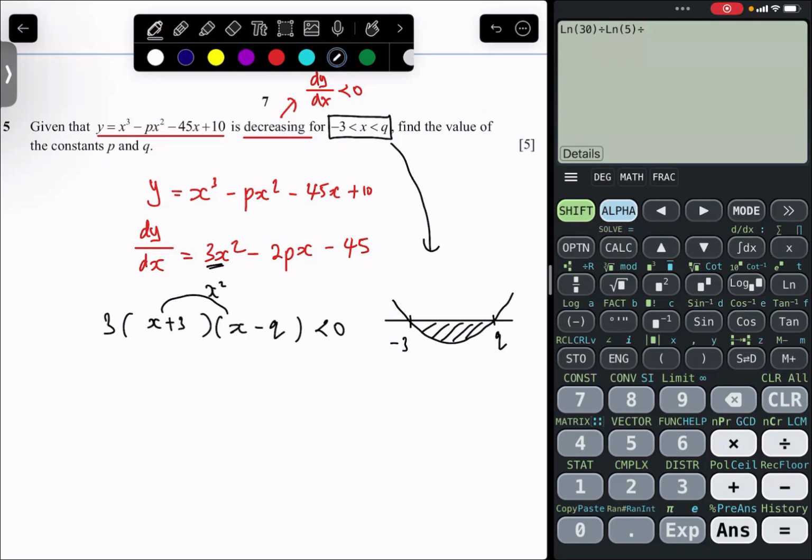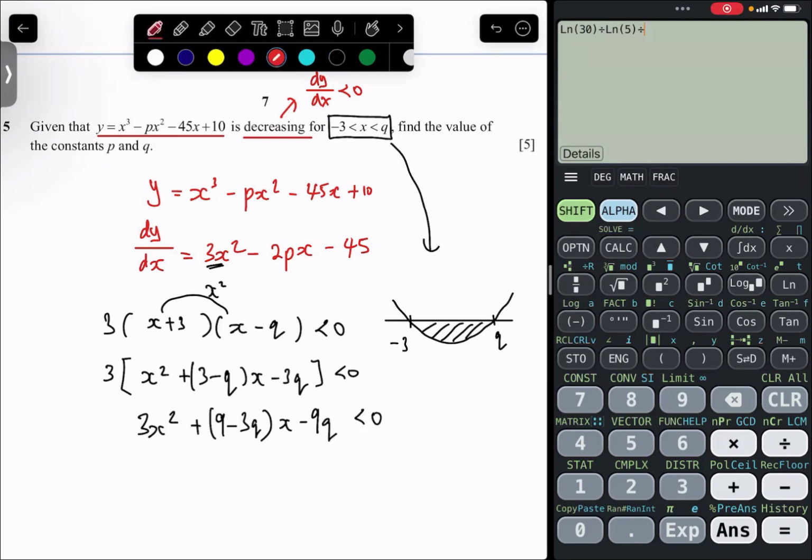But x and x only gives me x squared. I need to have 3x squared, so I need to put in another multiplier of 3. Now if I extend this, I'll get 3 bracket, extend inside first: x squared plus 3x plus 3 minus q x minus 3q. To be less than 0, bring in the 3 as well: 3x squared plus 9 minus 3q x minus 9q must be less than 0.